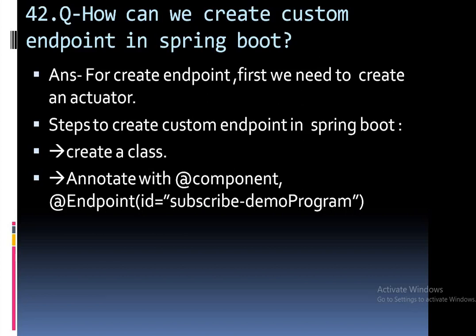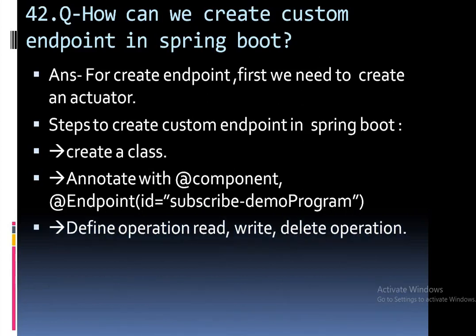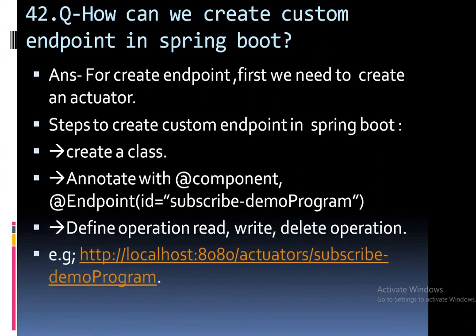The steps to create endpoints in Spring Boot are: first we need to create a class and annotate that class with @Component and @Endpoint, with id equal to subscribe-demo-program. This means subscribe-demo-program is the endpoint now. So we need to mention these two annotations, @Component and @Endpoint, in that class. And now the endpoint will be actuator/subscribe-demo-program.